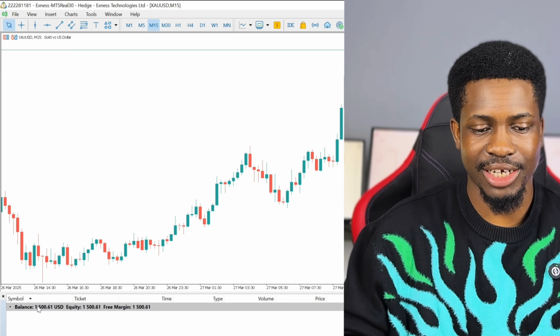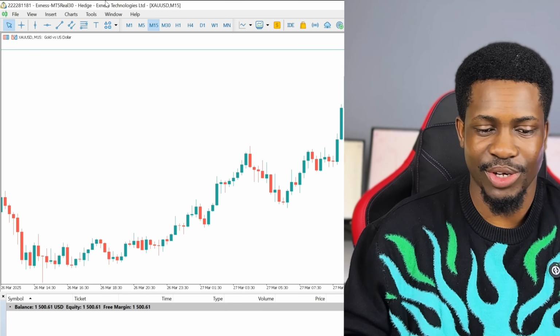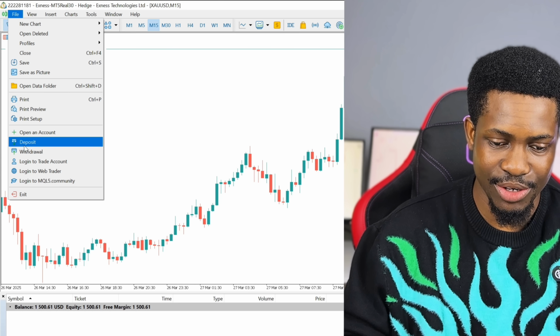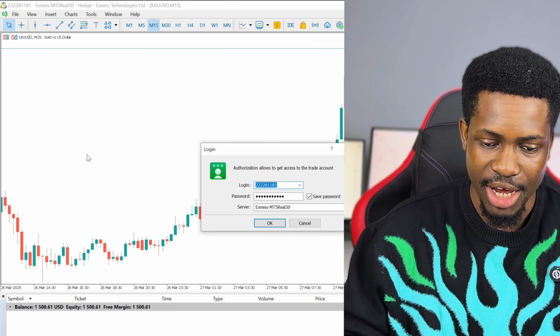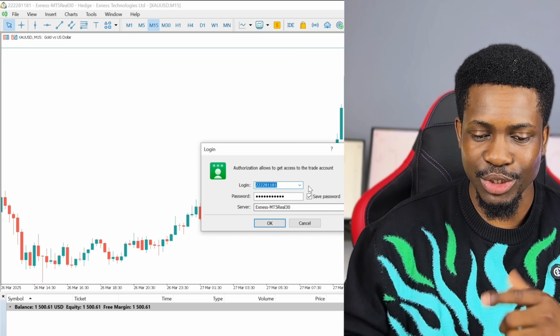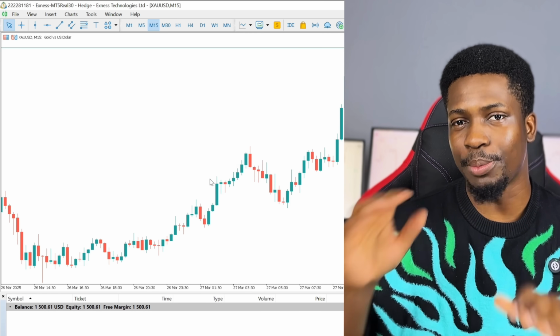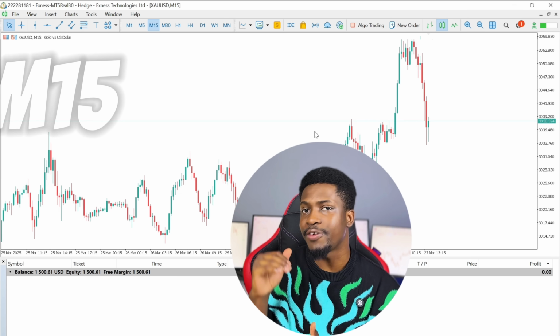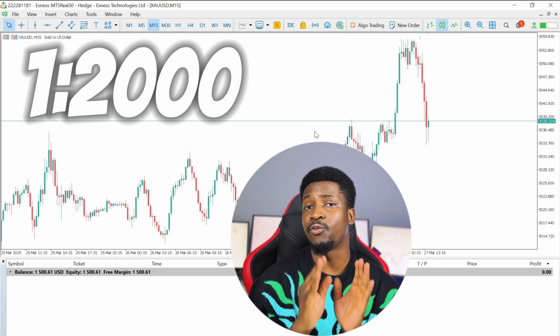So if we just quickly check out our details, you can see everything is looking very good, right? If we go to our files, you can see all our stops here, all our details looking very good. If we open that, you can see all our stops looking as clean as it gets. So all we'll be doing right now is stepping into a trade. We'll be trading gold, that's our XAUUSD, using a 15 minutes time frame and a leverage of 1 to 2,000.